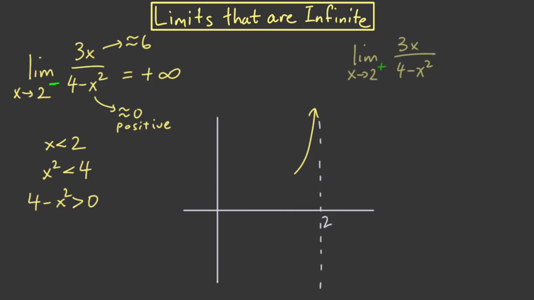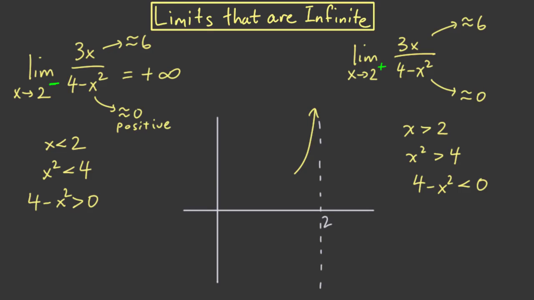If we look at the limit from the right, well, we'll do something similar. Our numerator is again going to be near 6. Our denominator will still be near 0. But this time, we're looking at x's which are slightly greater than 2. x squared will be slightly bigger than 4. And so 4 minus x squared is just a shade under 0.